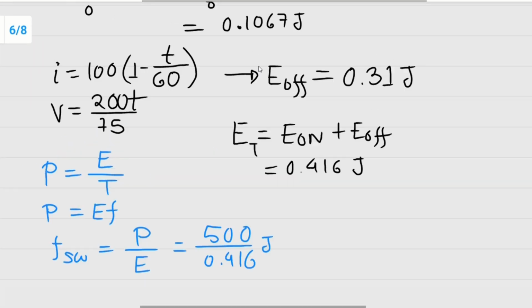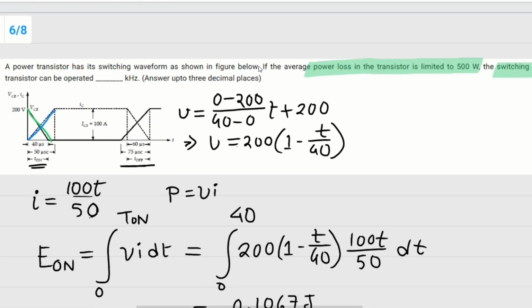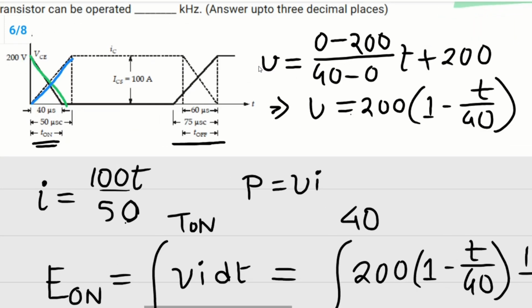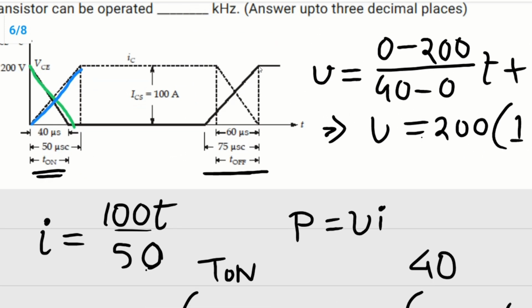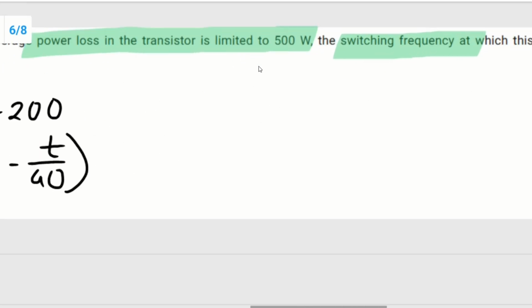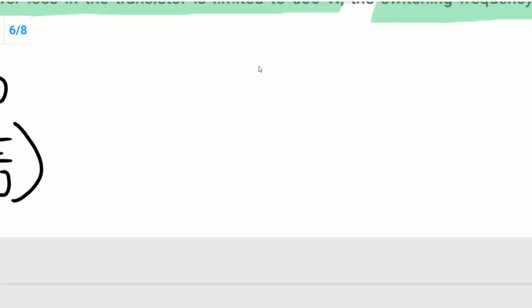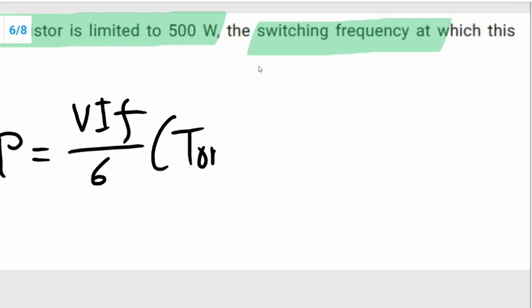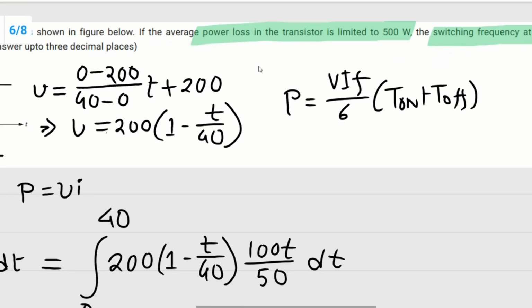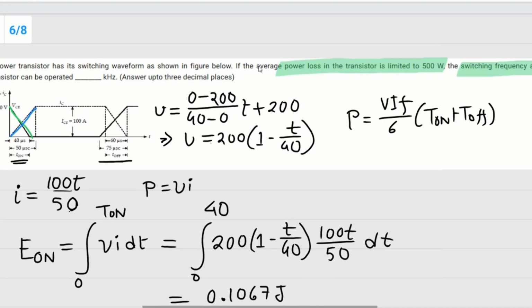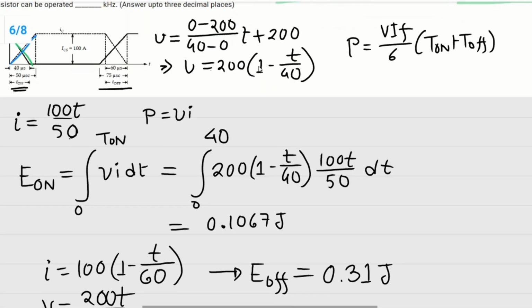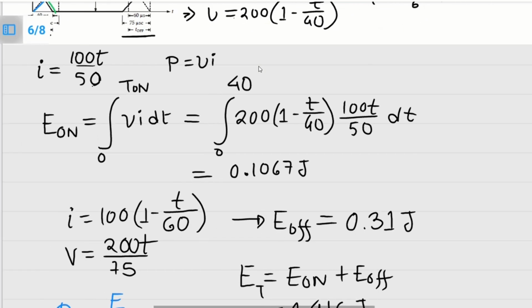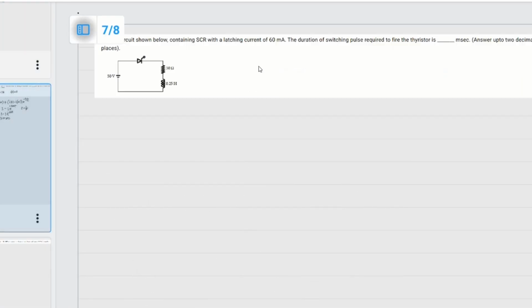So in this type of question, we cannot directly use the formulas. If the T on for both the voltage and current is the same, then we can use a formula like this. But in most cases, the curves will be different, so it is very important to derive the equations to solve this type of question. Now let's move on to the next question.